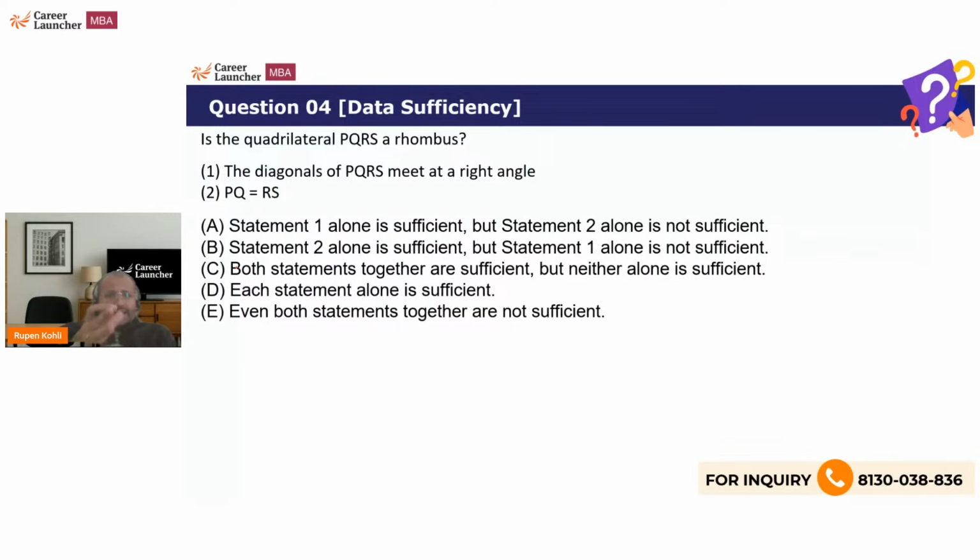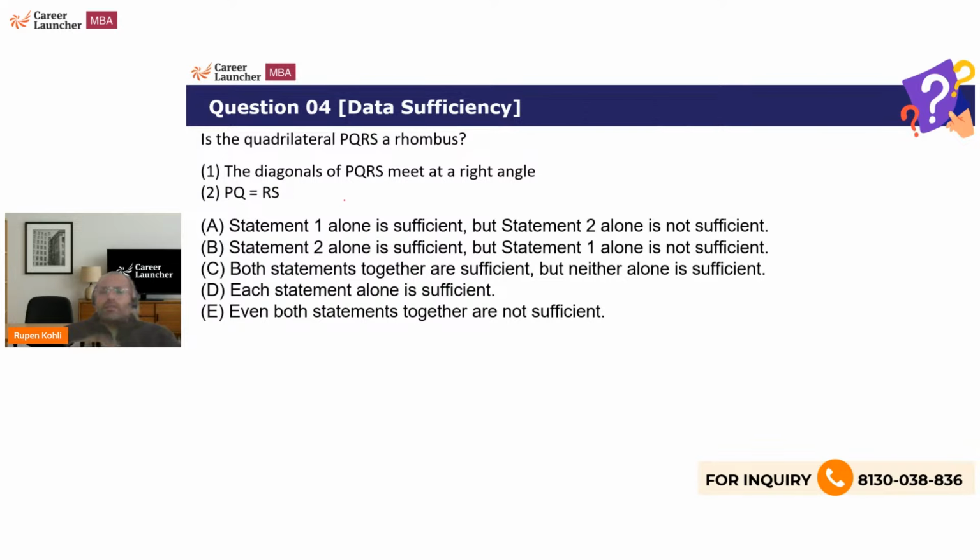Okay, so I think something on geometry. Is the quadrilateral PQRS a rhombus? Good. So some conditions. Basic properties you should know of quadrilaterals. Statement 1 is saying that the diagonals meet at a right angle.